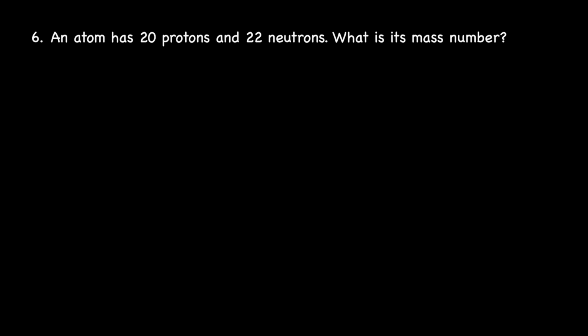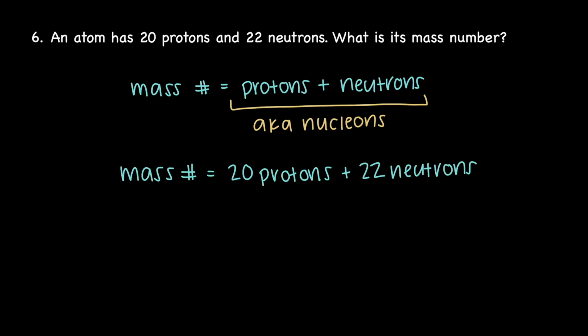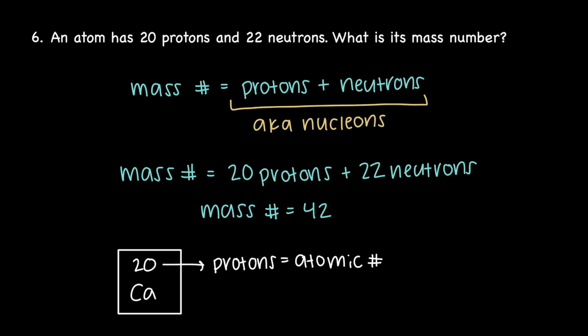An atom has 20 protons and 22 neutrons. What is its mass number? The mass number is simply the count of nucleons, or particles in the nucleus. We add together the protons and the neutrons to get the mass number. 20 protons plus 22 neutrons equals 42. The mass number is 42. By the way, with 20 protons, this element is calcium, so this would be the isotope calcium-42.